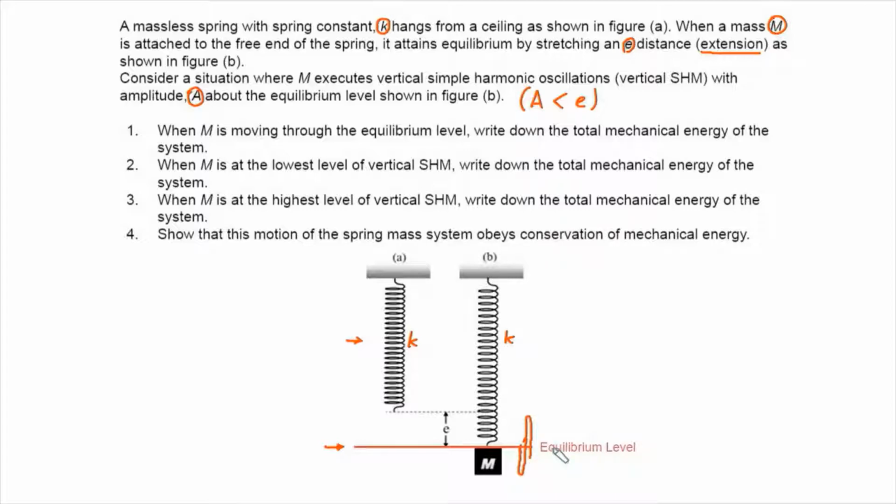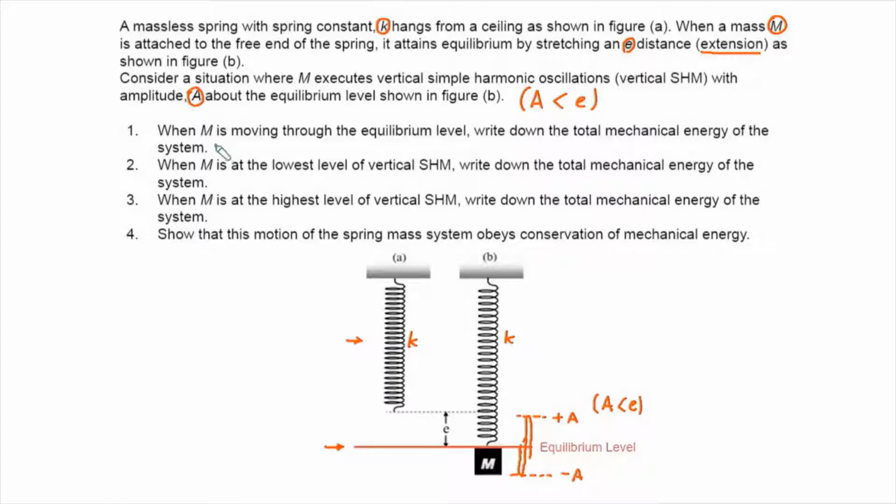So relative to the equilibrium level, in the upward direction, we can say that's the positive displacement. So I'll call that plus A. And below the equilibrium level, we can say that's the negative displacement. So that's minus A. And you can see the A value is below the extension. So our amplitude is always less than the extension of the spring after the mass M is attached.